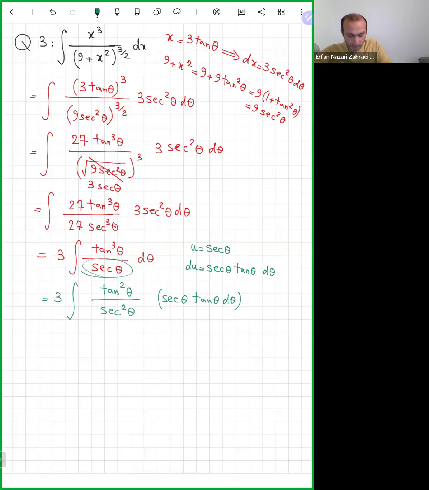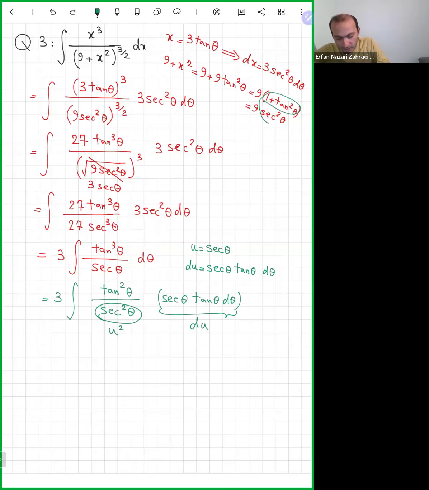I had only one in the denominator. I added one extra one on top, but I need also to divide by that. I don't want to change my question. So this is what I get. Now I do the substitution. U is secant, so this is u squared. This is du. And finally, this one.